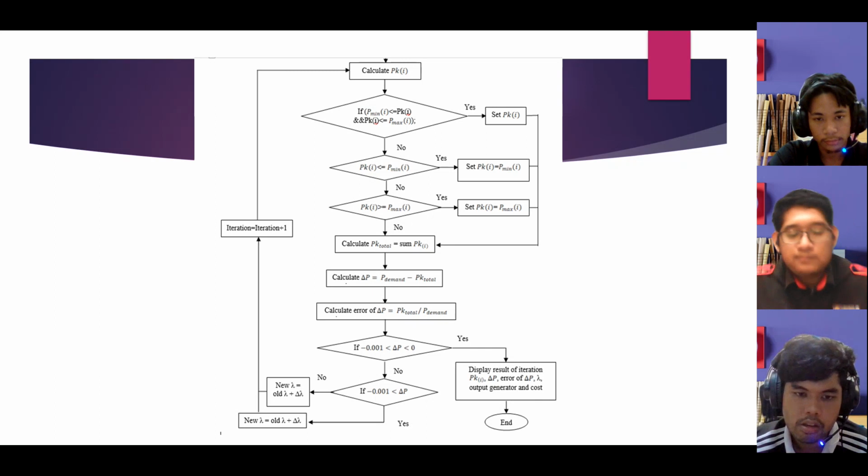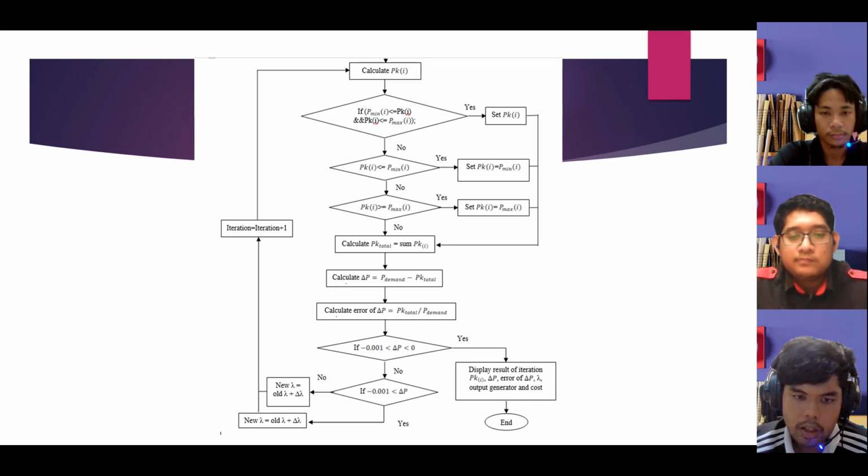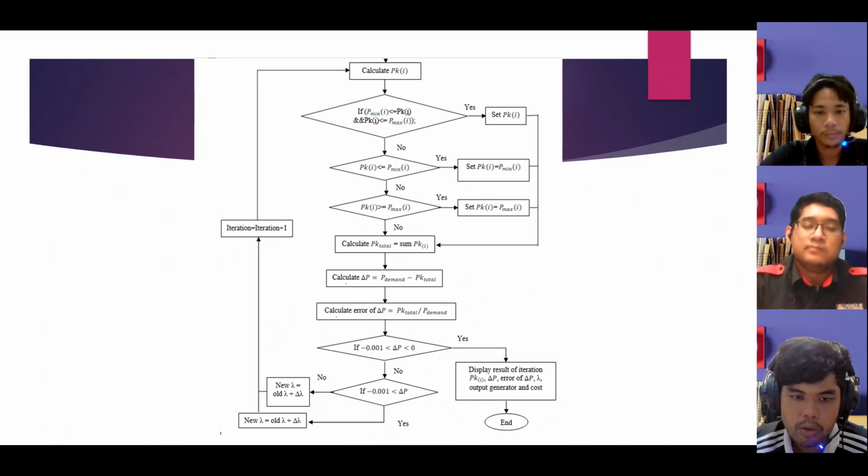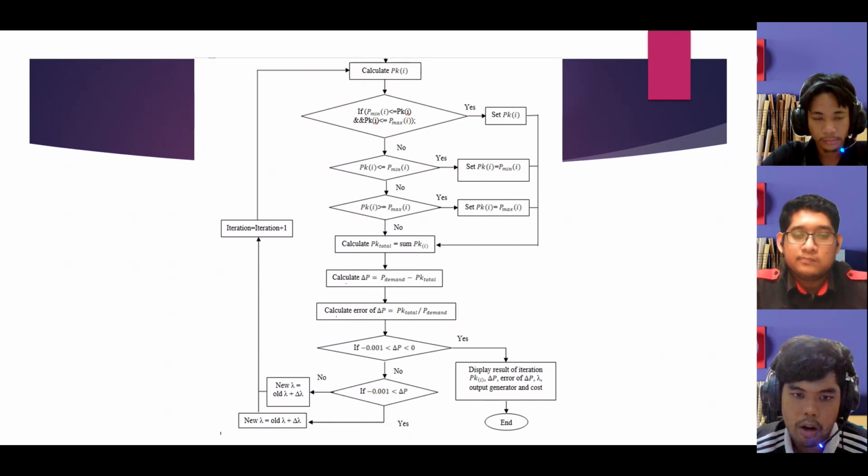The third possibility is PKI is larger than or equal to Pmax. If the statement is true, PKI is set to the value of Pmax. But if the statement is false, or no, it will calculate the PK total. PK total means the sum of PK1, PK2, and also PK3. After that, we need to calculate the delta P. The formula that we use for delta P is the power demand minus the PK total.